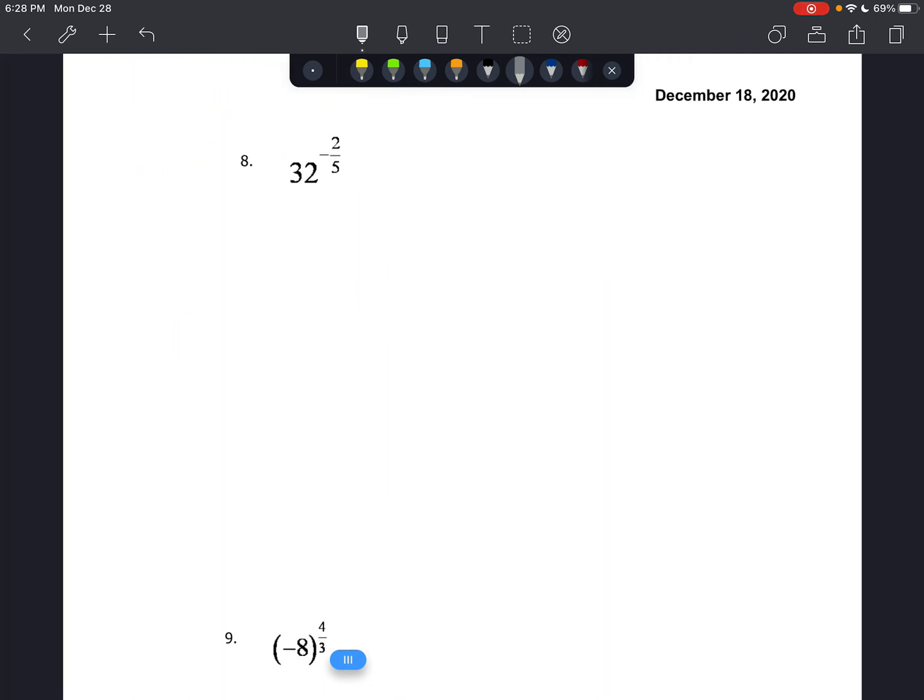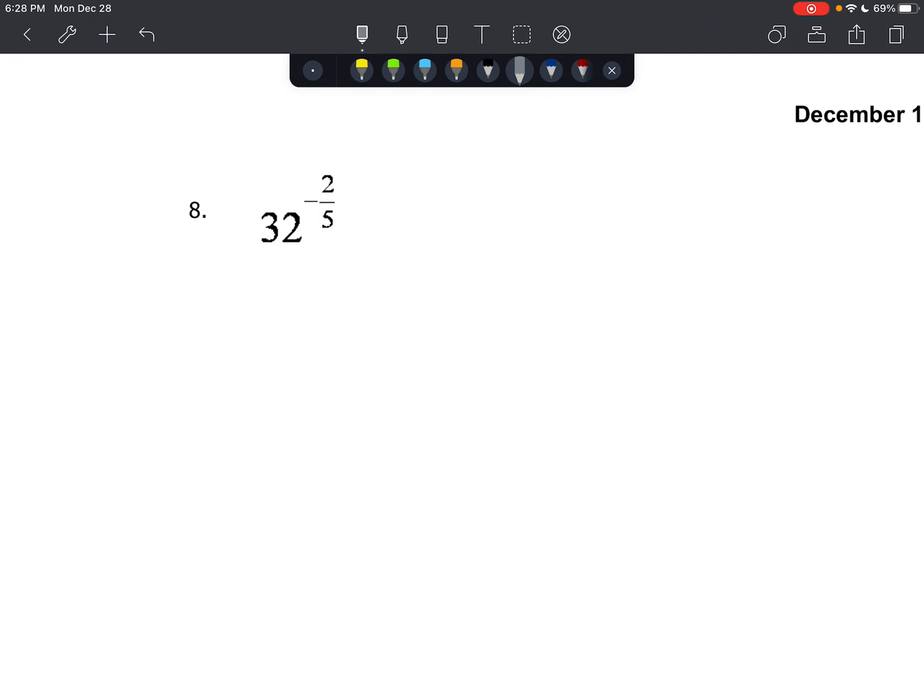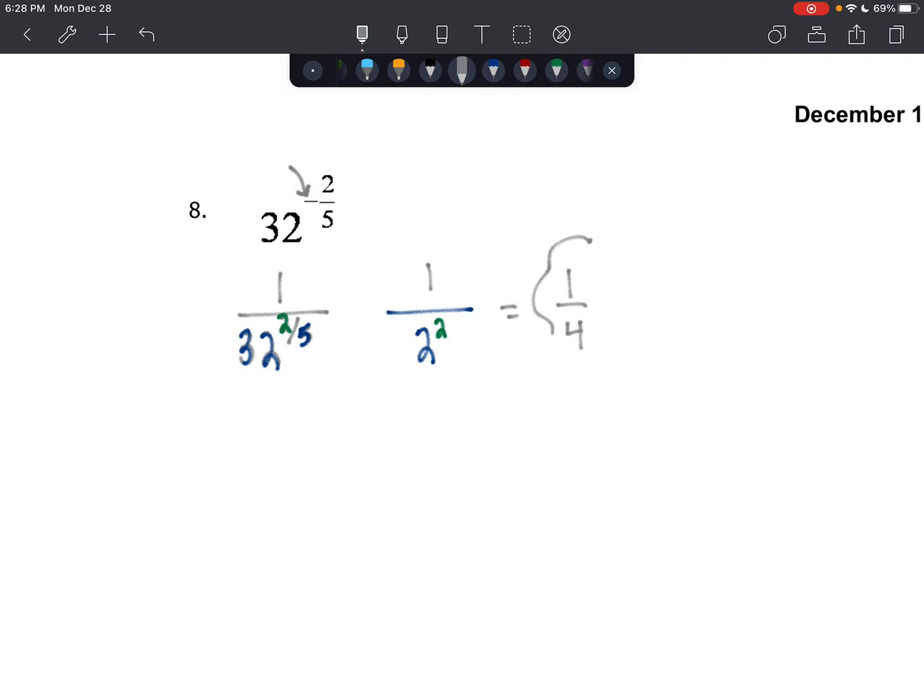So using the same rules, but this time we have fractional exponents. Here we have 32 raised to the negative 2/5 power. First thing I'm going to do is make that negative exponent positive by putting this 1 over 32 to the 2/5 power. Now I'm going to practice by taking the 5th root of 32. The 5th root of 32 is 2. And then we've got that squared. So I've got 1 over 2 squared, which is 1 over 4.